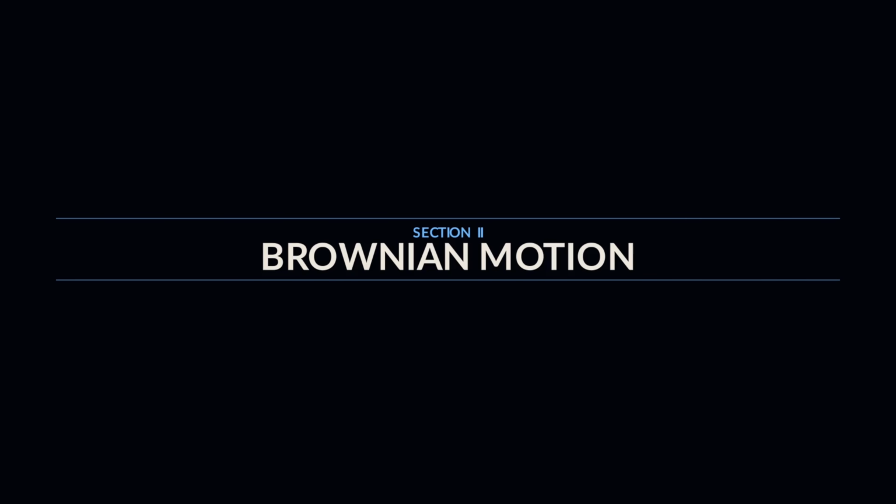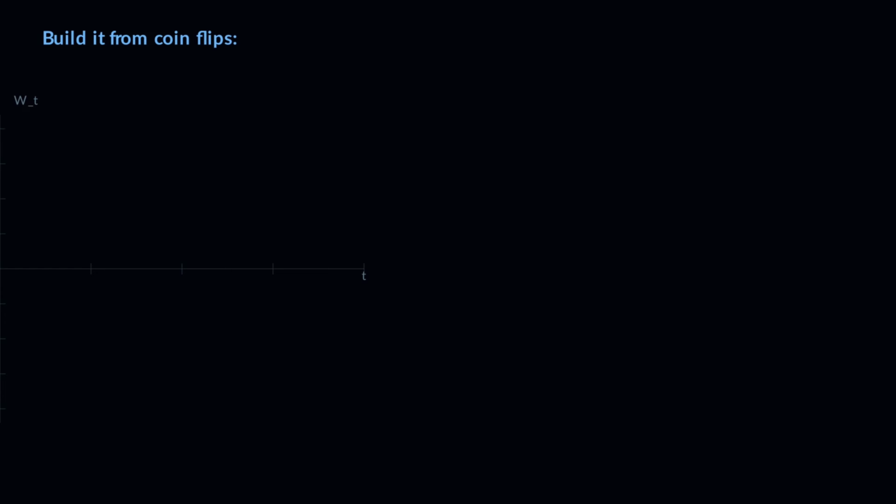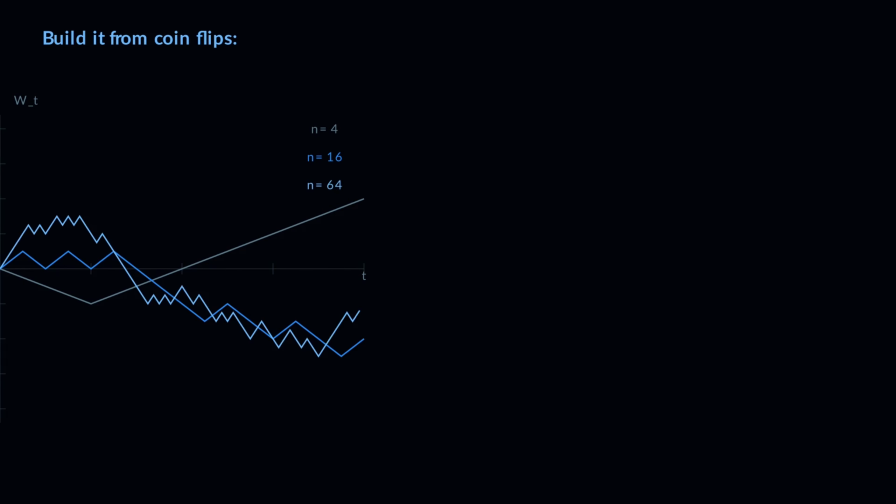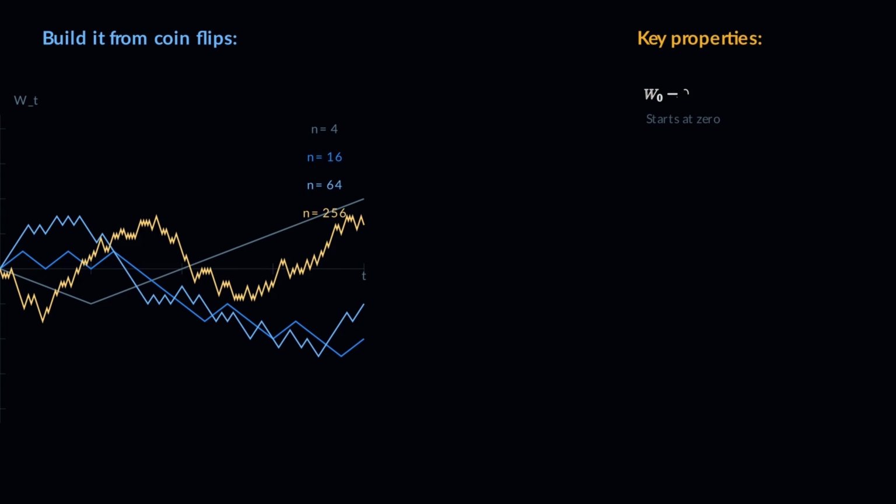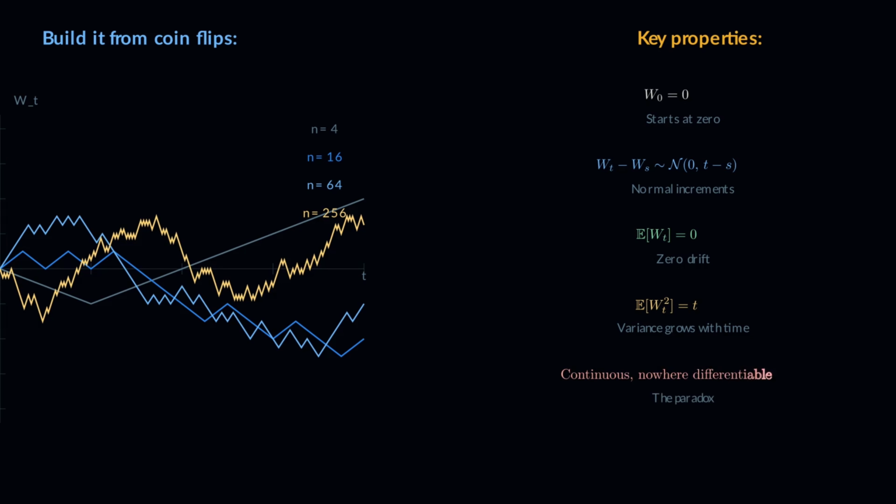We need something new. Start with a coin flip. Heads go up, tails go down. Now flip 1,000 times per second. In the limit, you get Brownian motion, written W sub t. It has three properties that matter. Increments are normally distributed. Expected value is 0, no drift. Variance equals time. The longer you wait, the more it spreads.